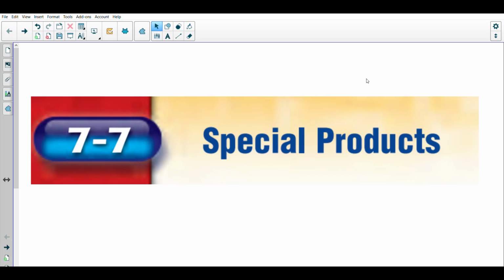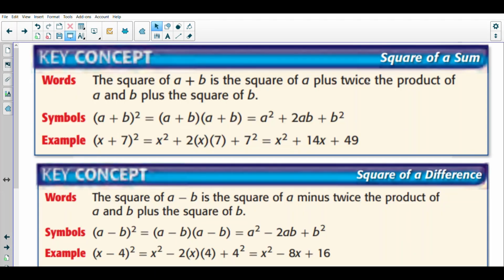In this video, we're going to look at section 7-7, special products. These are just an extension of the last section of multiplying polynomials, but these are special products where we multiply binomials. So let's look at a couple. This is the square of the sum and the square of a difference. It's the same thing except one's got a plus sign, one's got a minus sign.